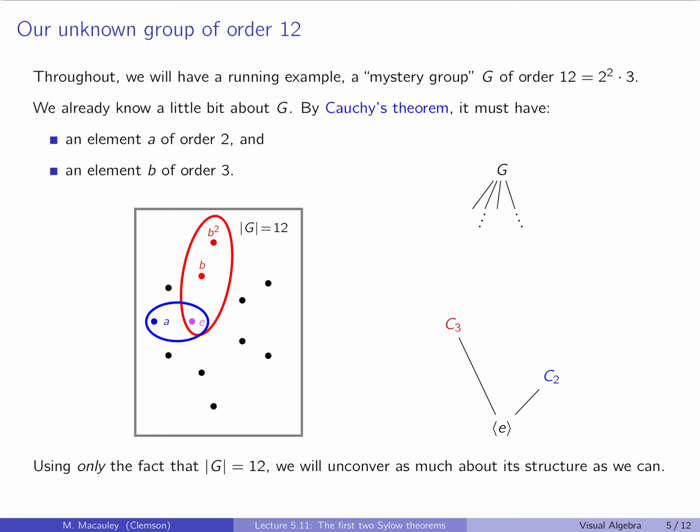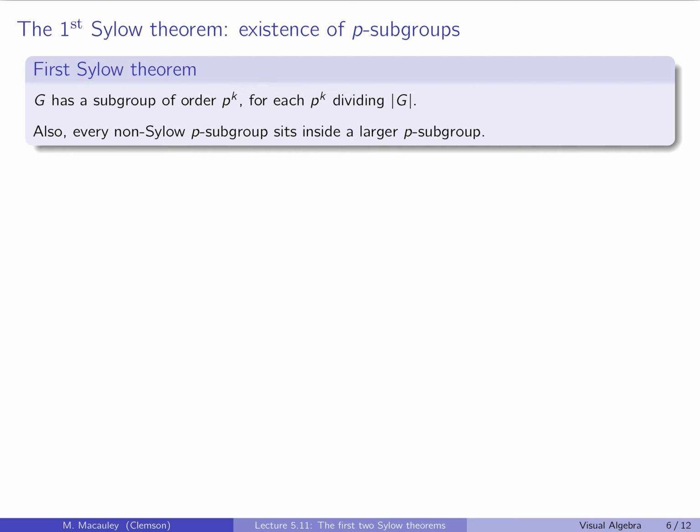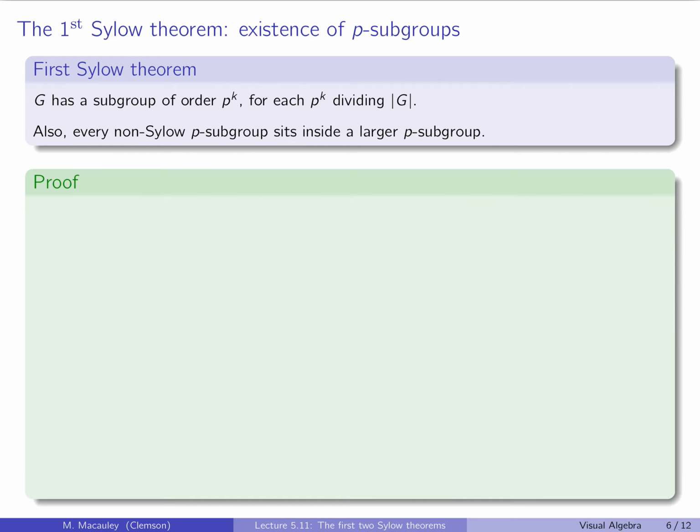Once again, using only the fact that this group has order 12 and the Sylow theorems, we will uncover as much about its structure as we can. The first Sylow theorem says that G has a subgroup of order p to the k for each power of p dividing the order of the group. Also, every non-Sylow p-subgroup, that is, every p-subgroup that is not maximal, sits inside a strictly larger p-subgroup. Let's prove this.